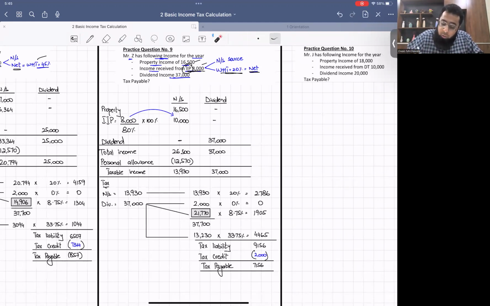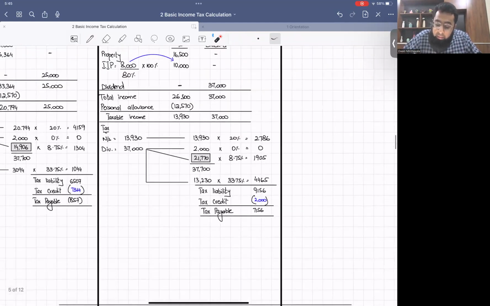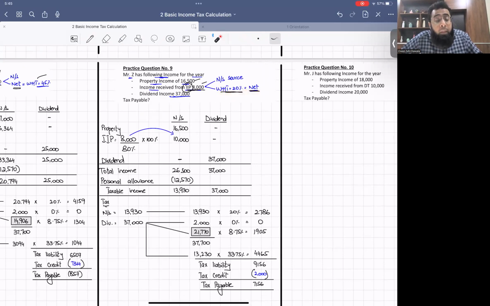Now, non-saving income and dividend income, two heads. Property income 16,500 goes in non-saving. Interest in possession. The examiner is silent, so we assume a non-saving source. And the amount is net. So we need to gross it up. Why gross it up? Think it logically. Because the examiner has not written whether the amount is net or gross, we assume that the amount is net. Withheld is 20%, the advanced tax. So we grossed it up.